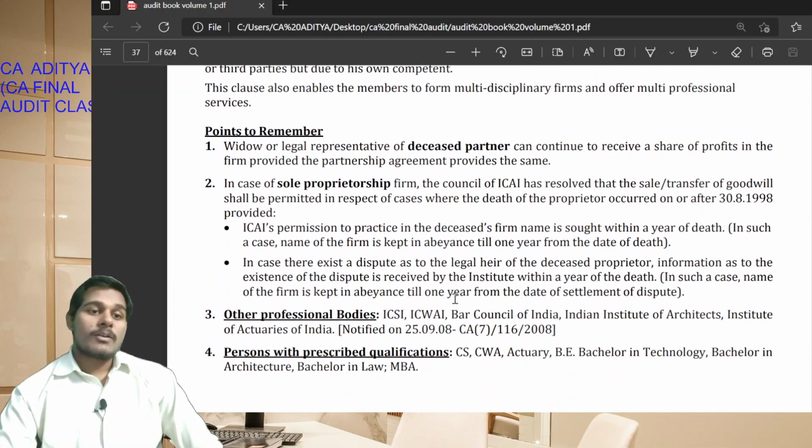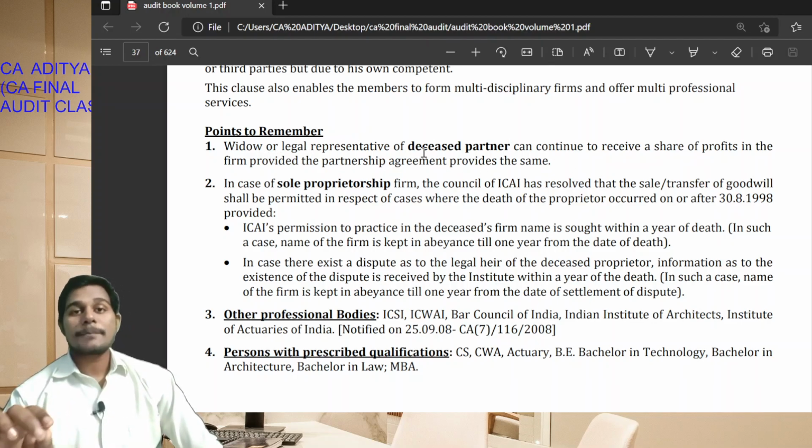see, the widow or legal representative of a deceased partner can continue to receive a share of profits if it is provided in the partnership deed. See students, the widow or legal representative of a deceased partner can continue to receive a share of profits when it is provided in the partnership deed.